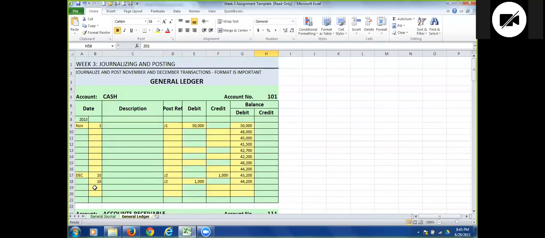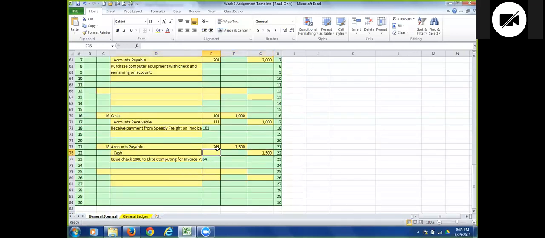You just go up here, 18th, J2, 1,500, and then $44,200 debit minus a $1,500 credit gives you a $42,700 remaining balance. And then the account number 101 would go here.